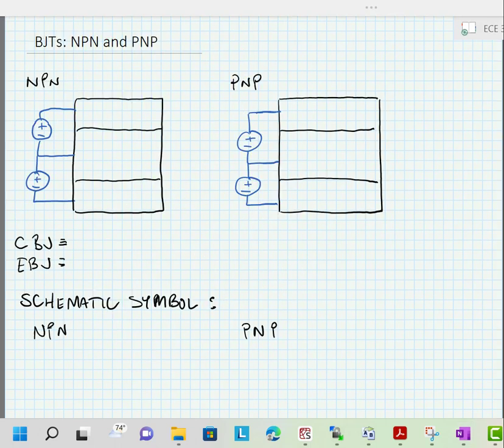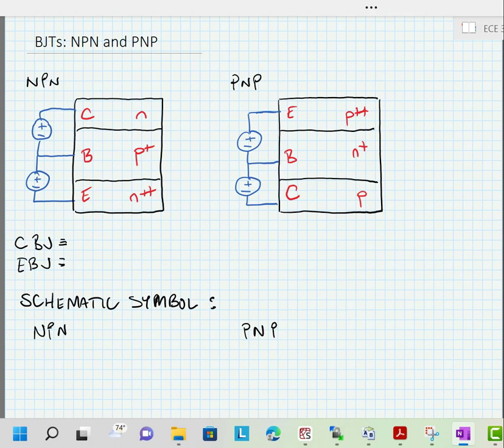First, let's go ahead and relabel the regions. Here you can see that I've labeled the NPN starting with the emitter on the bottom, the base above it, and the collector above that. And for the PNP, I've started with the emitter at the top, the base just below that, and I've made a mistake in the labeling there. The collector should be at the bottom.